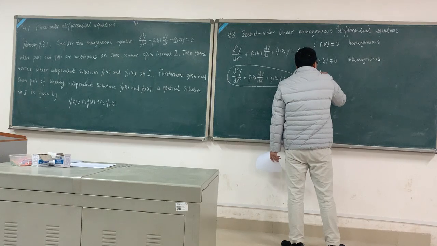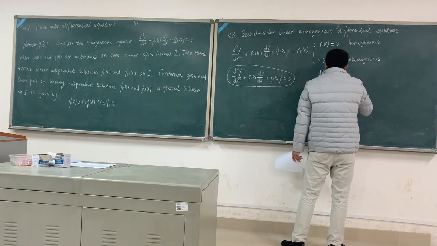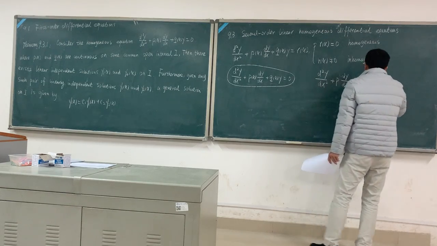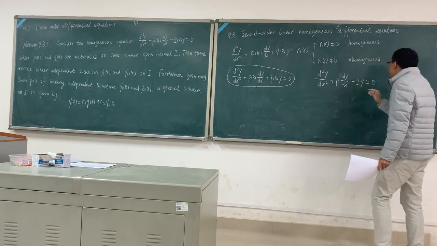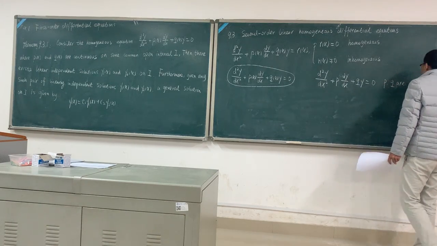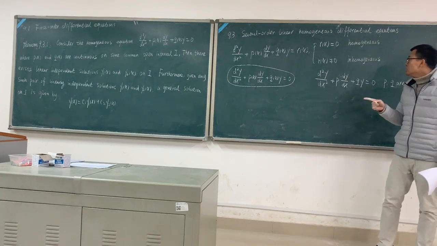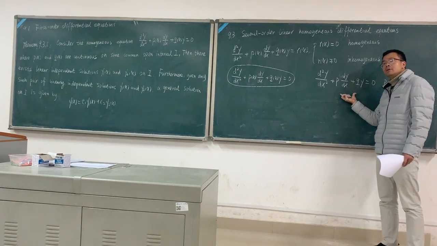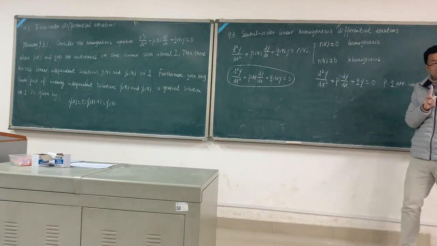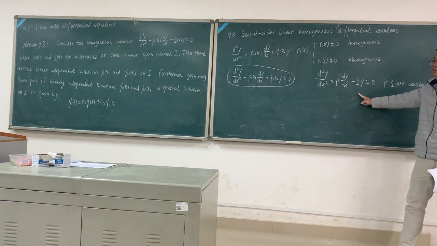So for this case, the second order derivative plus p dy/dx plus q y equal to 0, where p and q are constants. So now we focus on this equation. We need to find the general solution, that is, the linearly independent solutions of this equation.